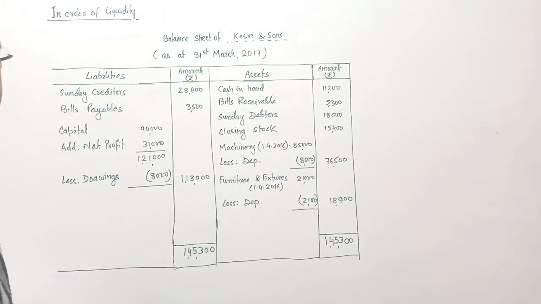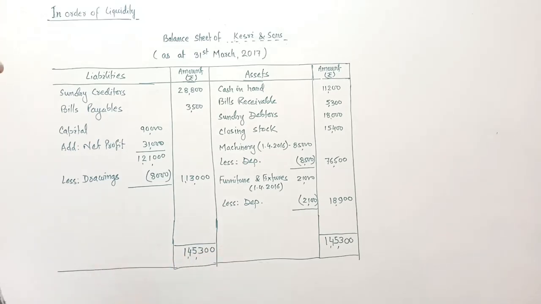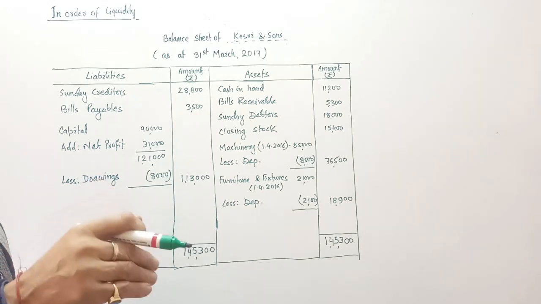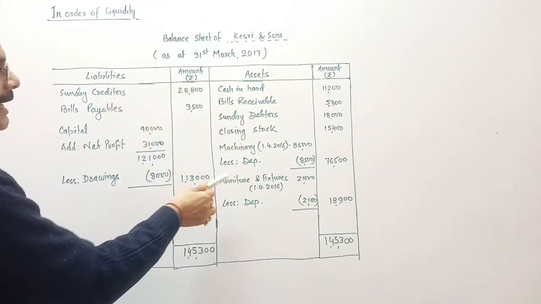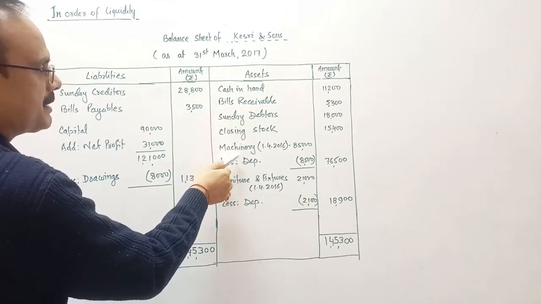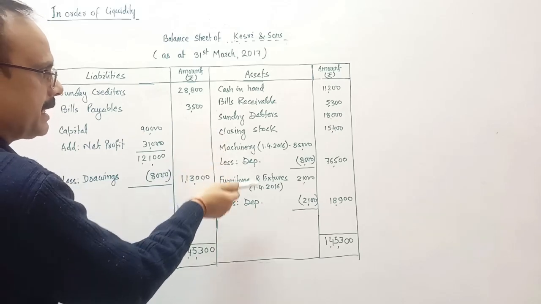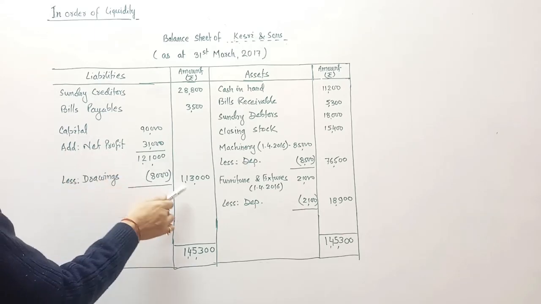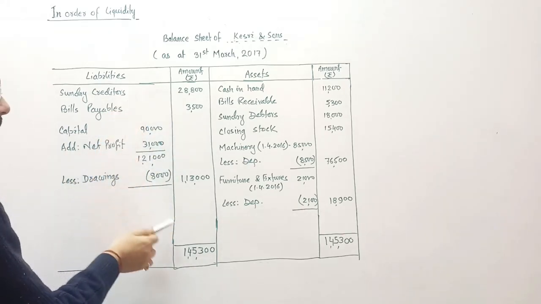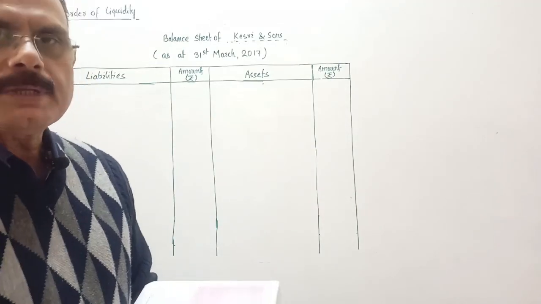When we prepare the balance sheet in order of liquidity, and if it is required to prepare it in order of permanence, then we'll do just the reverse. In that case, furniture and machinery will be at the top, thereafter closing stock, sundry debtors, bills receivable and cash in hand will be at the bottom. Here this will be at the top, creditors and bills payable will be at the bottom. Okay. Now come to the next question.